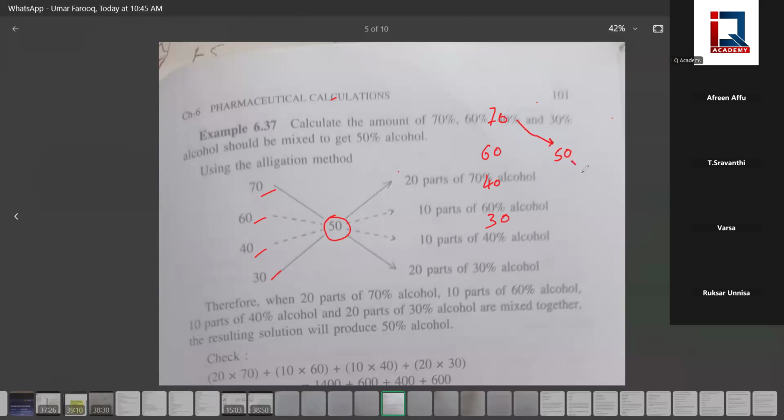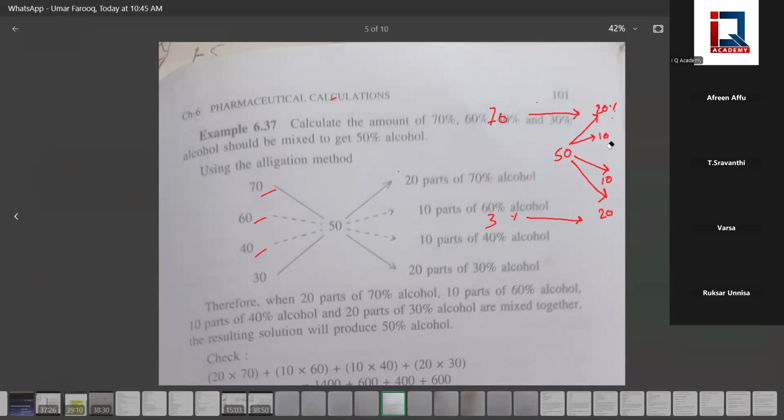Required minus stronger. 70 minus 50, 20. So I'm going to take 20 parts of 30% alcohol. Then, 60 minus 50, 10. So 10 parts of 40% alcohol. Then, 40 minus 50, 10. So 10 parts of 60% alcohol. Then, 50 minus 30, 20. So 20 parts of 70% alcohol was taken.